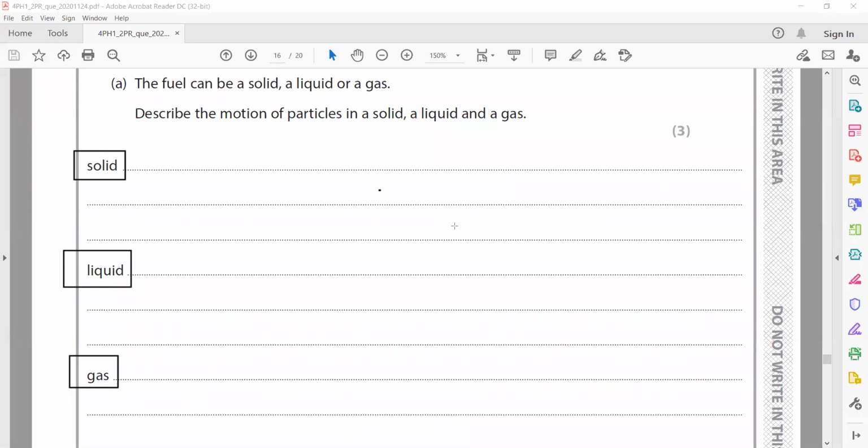So in solid, what happens? The particles vibrate only about fixed positions. In liquid, the particles can slide over each other. Vibration is there for all three states, solid, liquid, and gas. And for gases, the particles vibrate and move randomly.